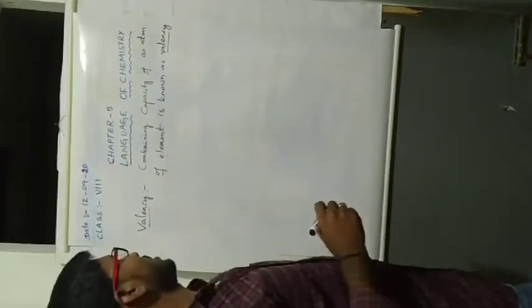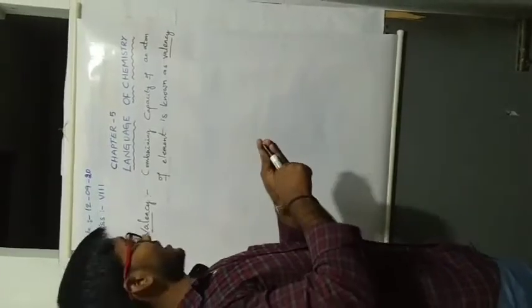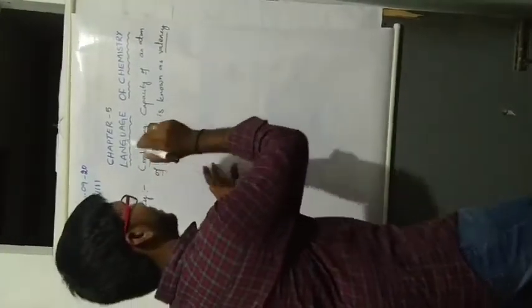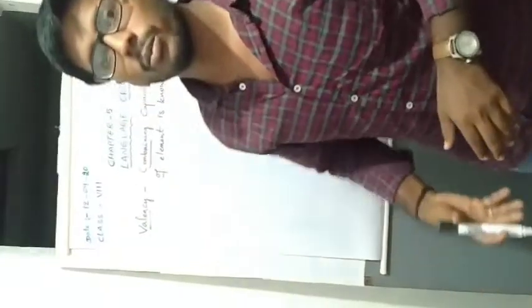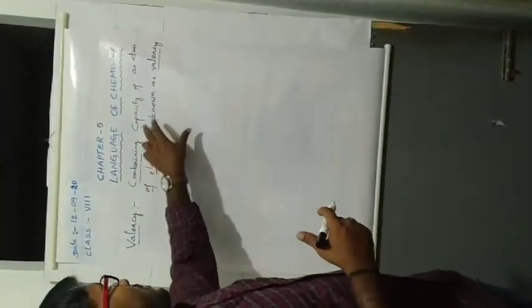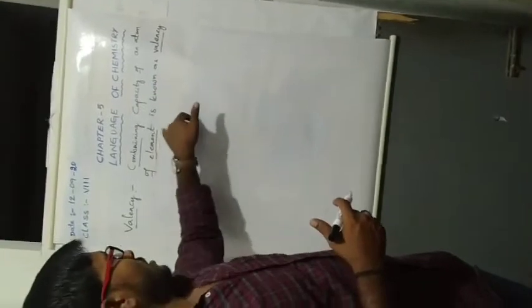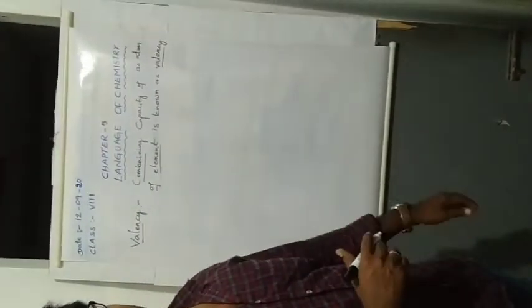So here valency means the combining capacity of an atom. Combining means mixing together. In any compound, whatever we find for a particular element is considered its valency. So the combining capacity of an atom of an element is known as valency.